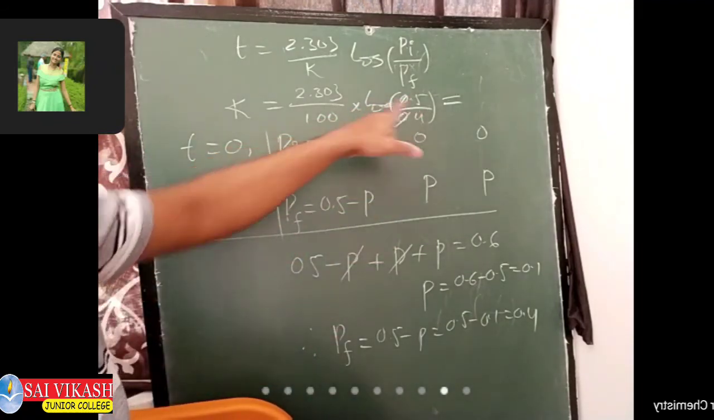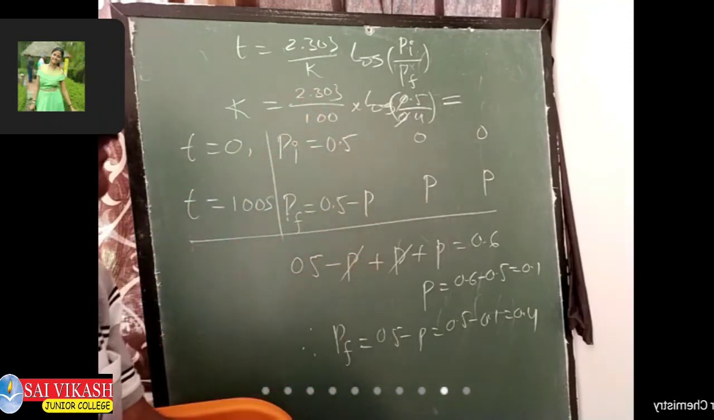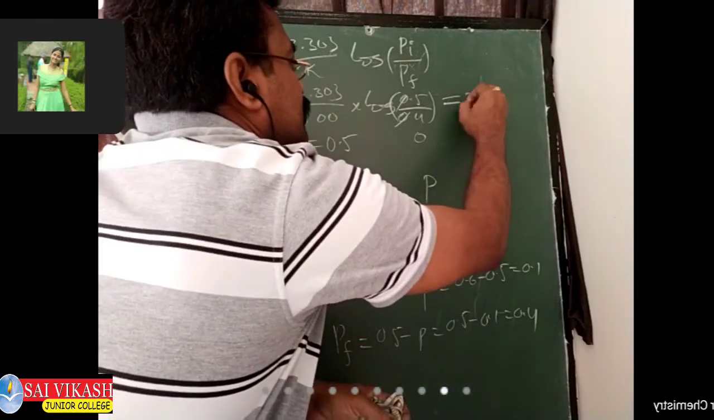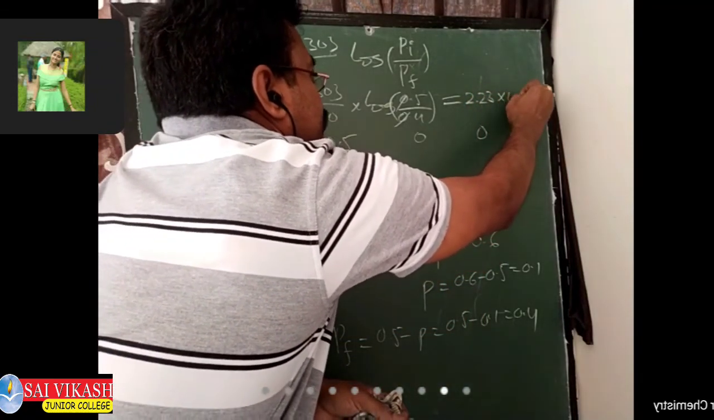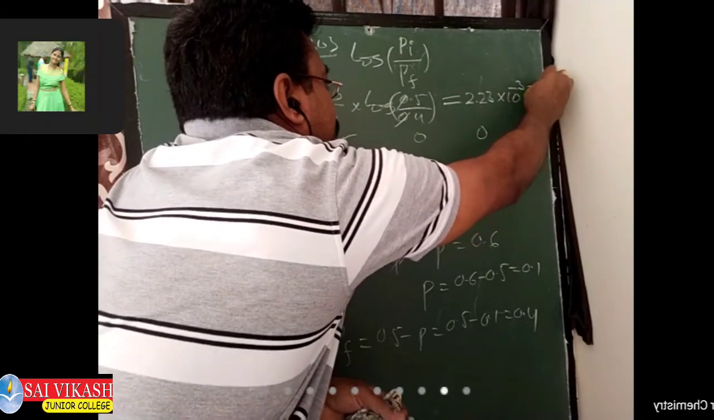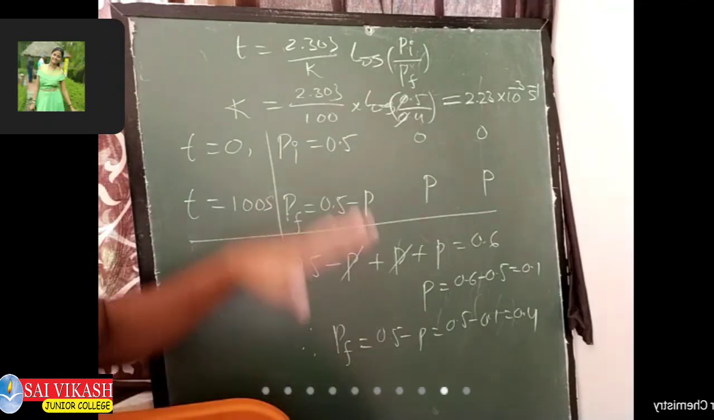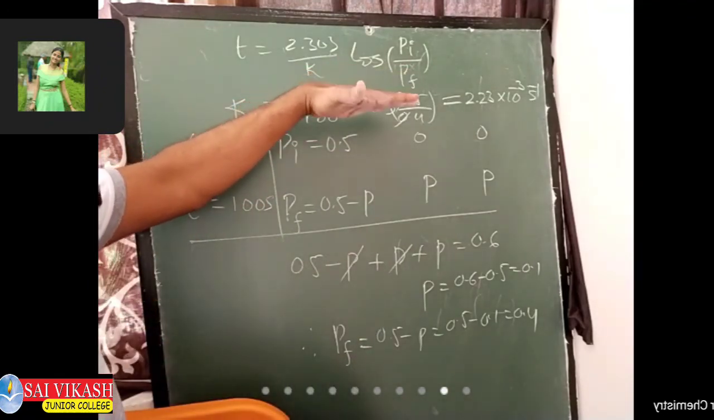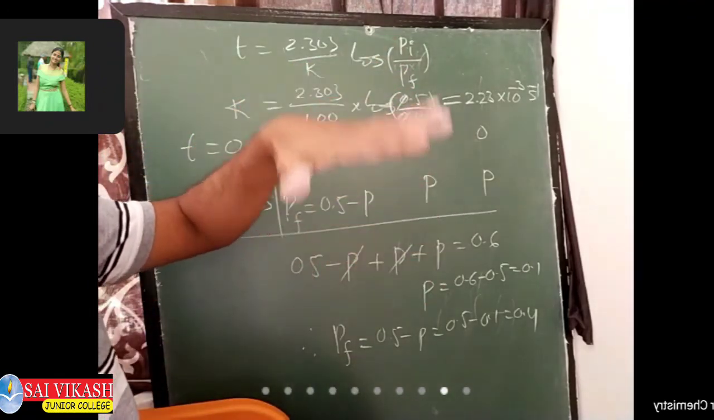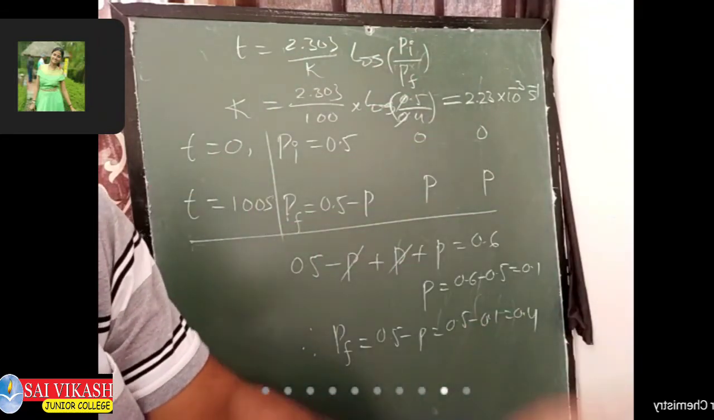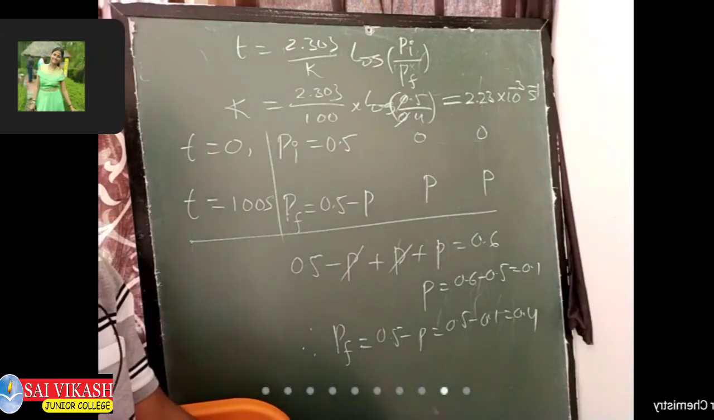Log 5 by 4 into 2.303 by 100. 2.23 into 10 power minus 3 per second is the K, because it is first order, so per time. Okay, this is K, but this is not the solution. It is not what is being asked. They are asking the rate of reaction when the total pressure is 0.65.